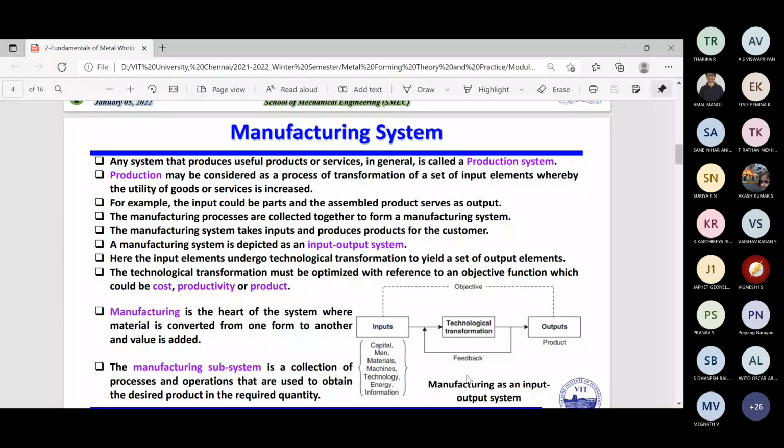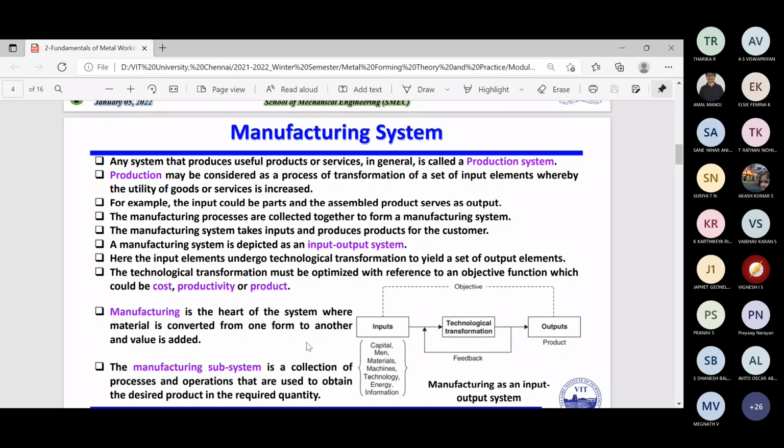So this middle part, the technological transformation, must be optimized. You cannot say that you only have some input and some output. You have to optimize the best parameter with reference to an objective function, which could be cost, productivity, or product. You have to optimize because you have some objective here, like in the upper part. That means you have some goal here. Based on that goal, it may be cost, it may be the product. Maybe apart from this you also have other parameters.